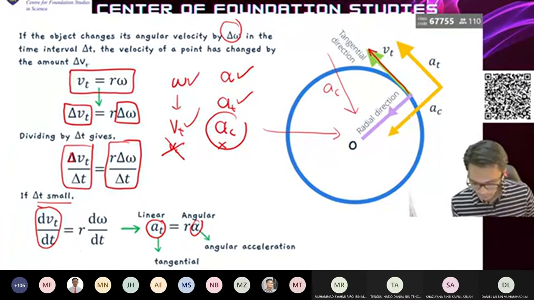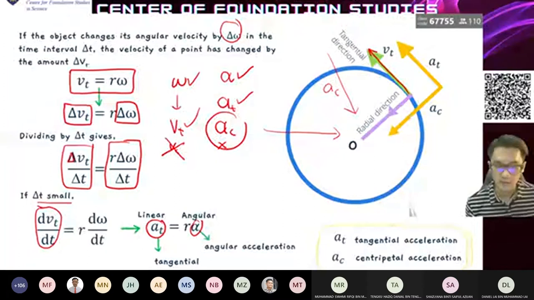Okay, so this is the tangential acceleration. I put it as aT. Okay, and then the relation between the angular quantities dengan linear quantities is this one. We just times with the radius. Okay, I think I will summarize this after this so that you boleh nampak lagi.